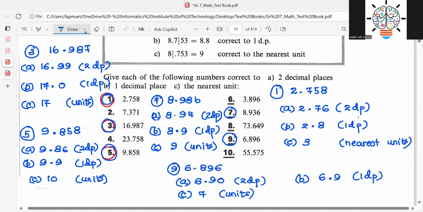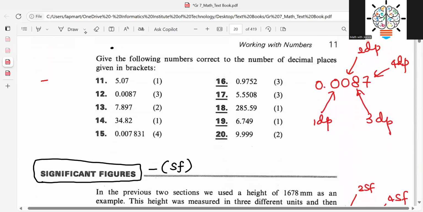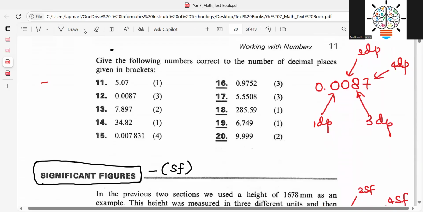Correct, 1 correct. 3 correct. 5, 8, 6, 9, 10. 5 correct. 9, 4, 9. Okay, 7 correct. 8, 9, 6. Become 10. Yeah, 9, 0. Then 9, 7. Correct. Okay. Now, please take your theory book and write down the subtopic significant figures.